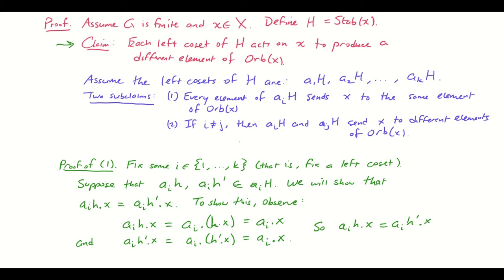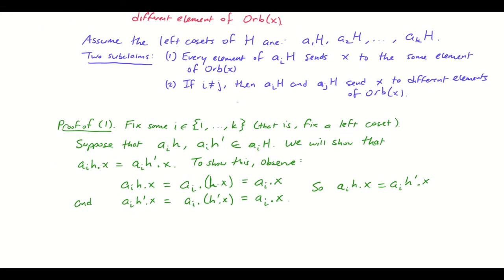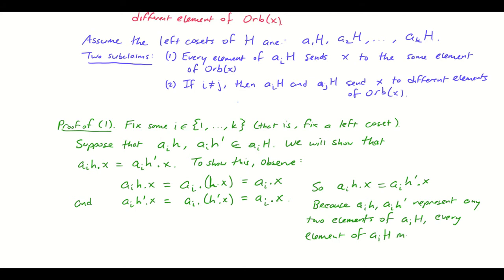And because a_i h and a_i h' represent any two elements of a_i h, every element of that coset moves x to the same thing. Not necessarily x, but the same thing nonetheless. So that's subclaim 1, and that's proven.